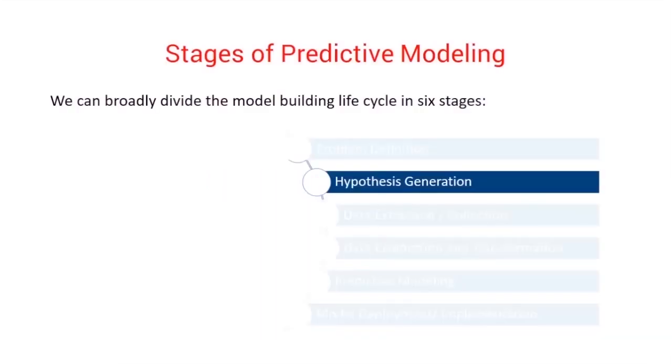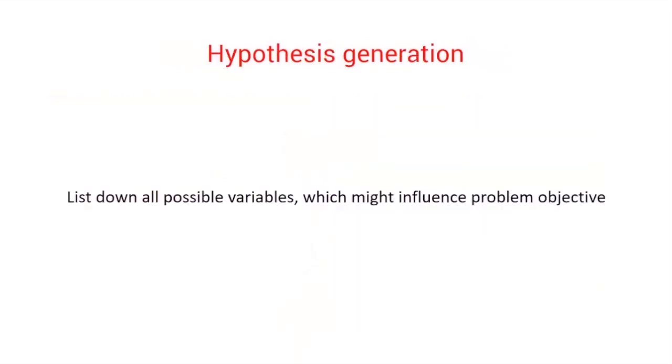Hi, in this video, we will have a look at the second stage of predictive modeling, that is, hypothesis generation. So, what is hypothesis generation? It is listing down all the possible variables which might influence the problem objective. But care has to be taken that these variables should be free from personal bias and preference, since the quality of your model is heavily dependent on the quality of your hypothesis.